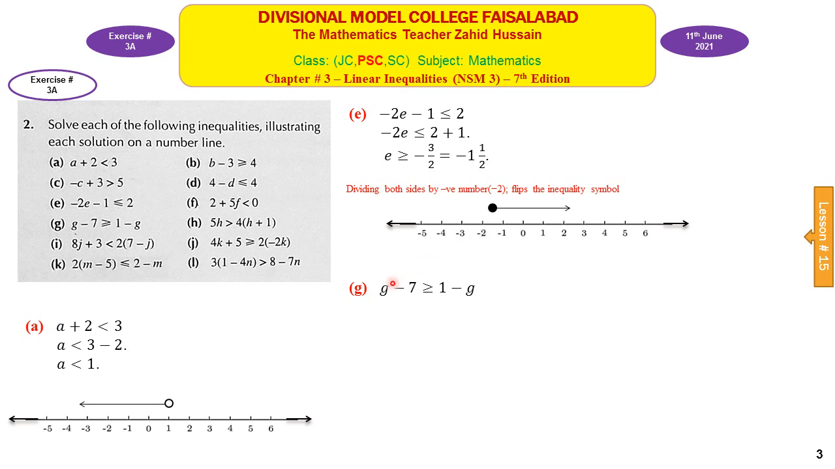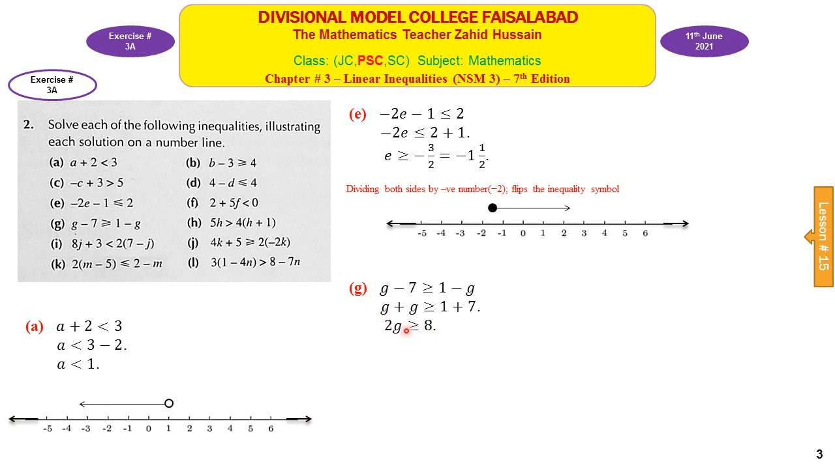G part is g minus 7 greater than or equal to 1 minus g. There are two terms with g and two terms without g. We will collect all the terms with g on the left hand side and all the terms without g on the right hand side. So we get g plus g greater than or equal to 1 plus 8. This is 2g greater than or equal to 8, because the coefficient of g is 1 plus 1.